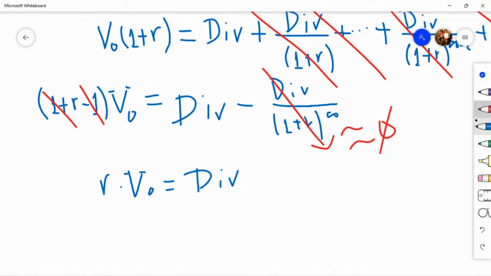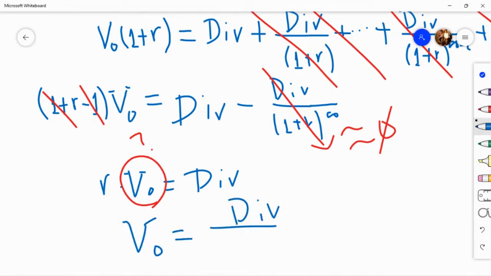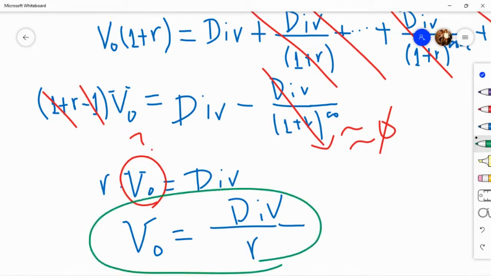Okay, then what is our unknown? What are we solving this for? Our unknown is this. This is what we want to know. We want to know the intrinsic value of this stock at time 0. So solving for v0, it is the dividend over r. Hence the reduced form for the constant dividend model.